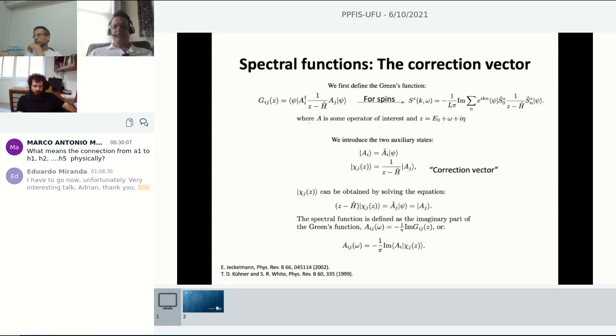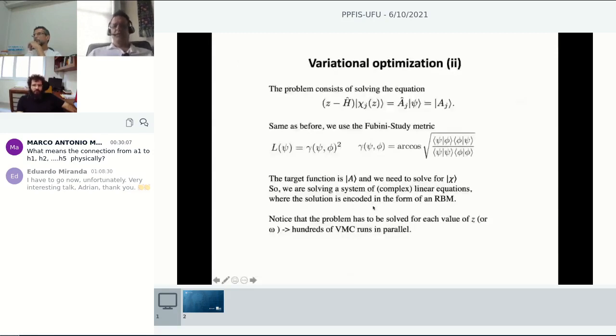All right. So again, what we need to do is solve this system of equations as shown here. And we do it again by using the Fubini-Study metric. Basically, we have this state, A. We know how to calculate it variationally. And what we need to do is find this state such that it approximates A as closely as possible. And we do it by minimizing the distance between these states. And we get a natural gradient descent, or a generalization of the natural gradient descent method, to find the correction vector. And once we find the correction vector, we calculate the overlap between the two functions, and we get the Green's function.